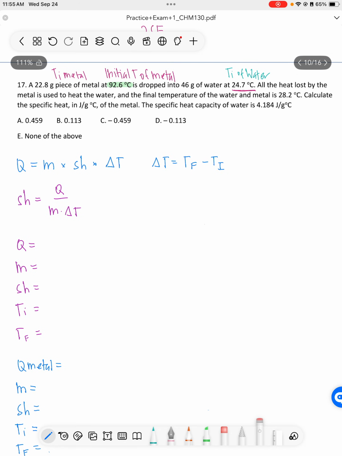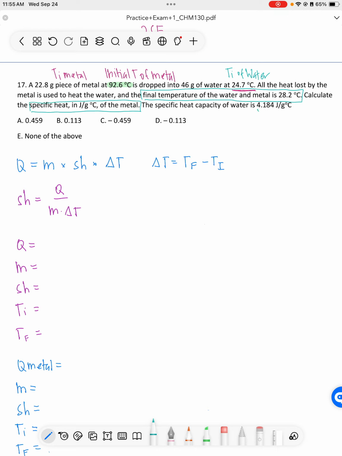So all of the heat lost by the metal is used to heat the water, and the final temperature of the water, so we have a final temperature of water and the metal, so that's going to be the same. So we have a T final, and it's the same for the metal and the water. And then we have to calculate the specific heat of the metal. So specific heat of the metal is what we're looking for.